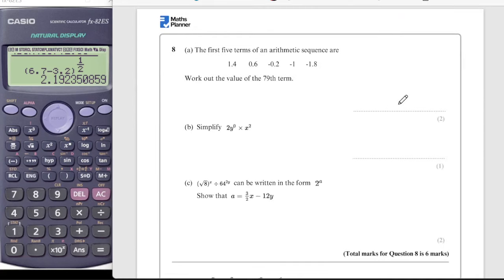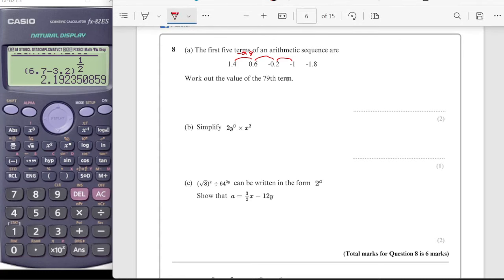Right. Question 8. The first 5 terms of an arithmetic sequence are 1.4 and so on. Work out the value of the 79th term. Okay, so I'm going to find the nth term to help me find the 79th term. So the constant difference here is it's going down by minus 0.8, which means that my nth term, let's set that out slightly better, because I know I'm going to do a second line underneath it. So my nth term is going to be minus 0.8n, and then to get from minus 0.8 up to 1.4, I'm going to be adding on 2.2, so plus 2.2.